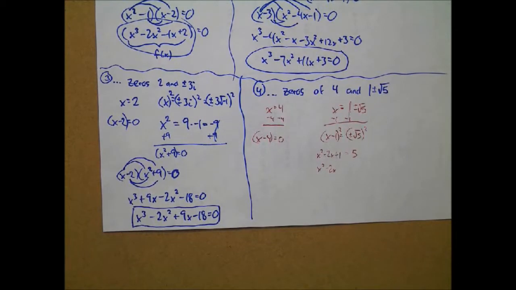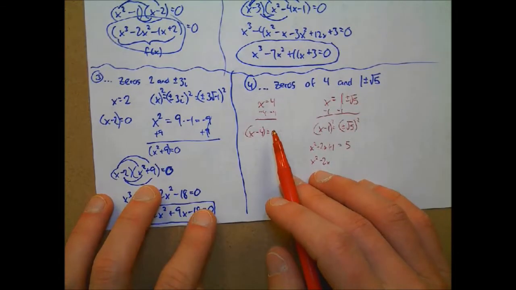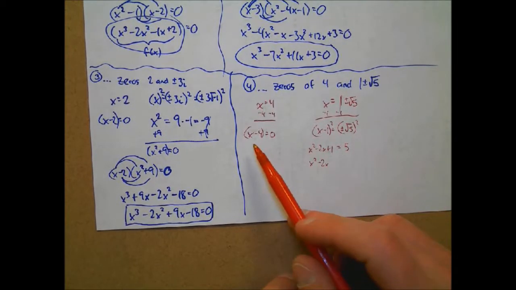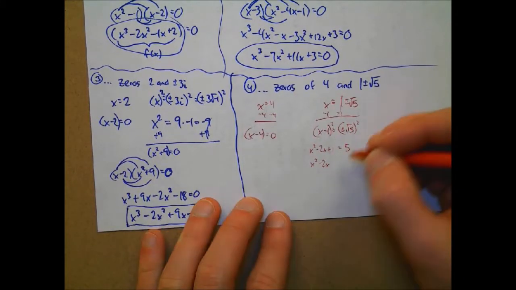So here's as far as I got. Alright. So if x equals 4 is one of your zeros, then that means x minus 4 is a possible factor. It does not mean that x minus 4 has to be the factor. I'll explain that in a second. But x minus 4 is a possible factor that would give you a 0 at 4. Okay? Here for the 1 plus or minus root 5, we'll subtract the 1 over.